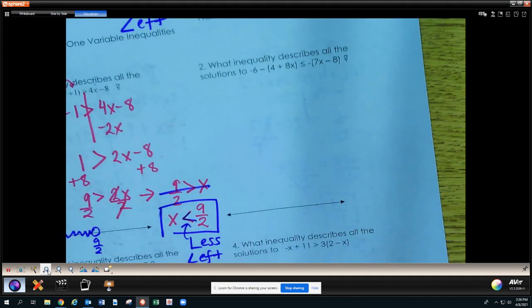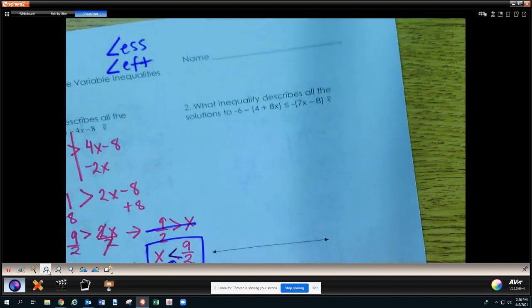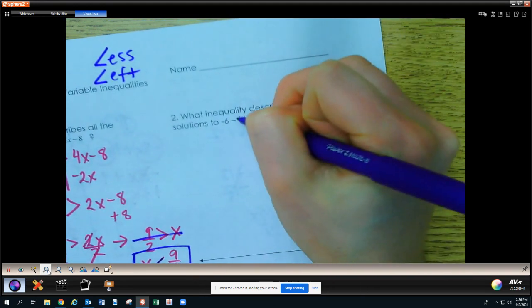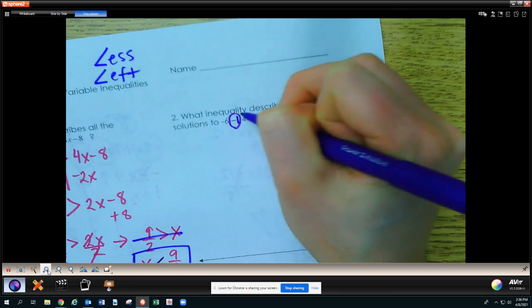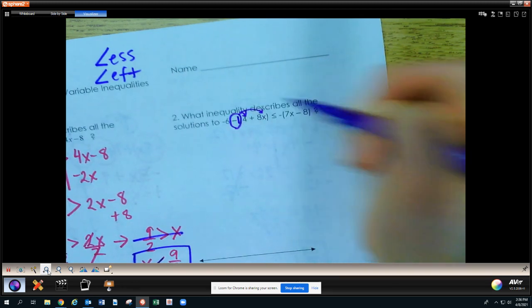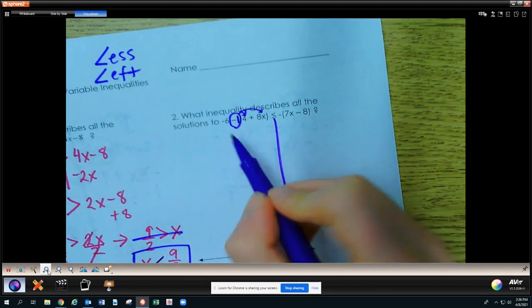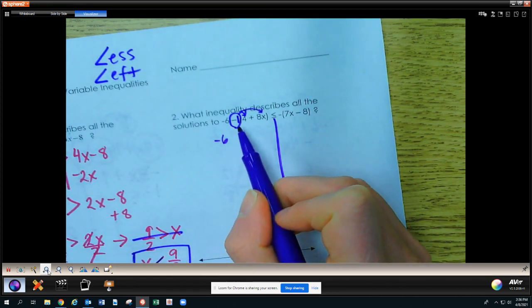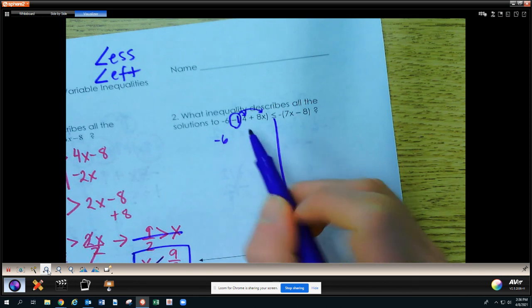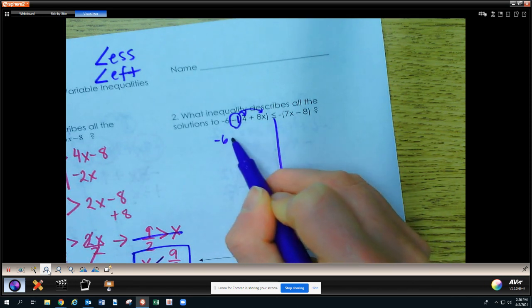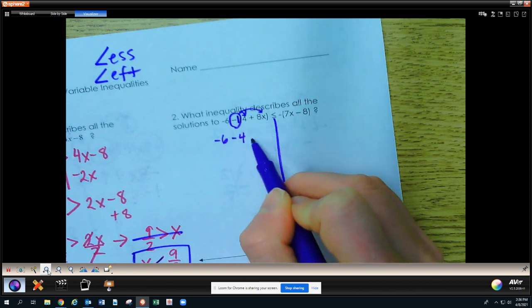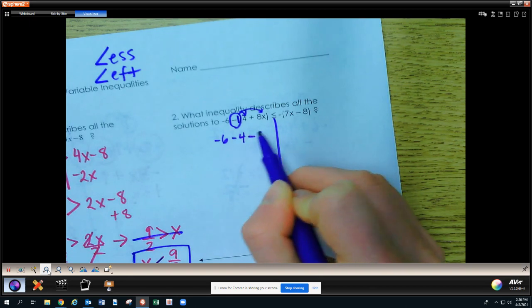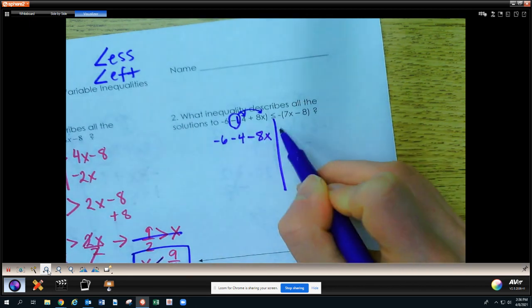Okay, so for the second one, they make them a little bit uglier. Here's that invisible 1 again, because we're distributing a -1 to each side. Okay, leave that -6 alone. That's not what you're distributing. It's not directly in front of the parentheses. So -1 times 4 is -4. -1 times 8x is -8x.